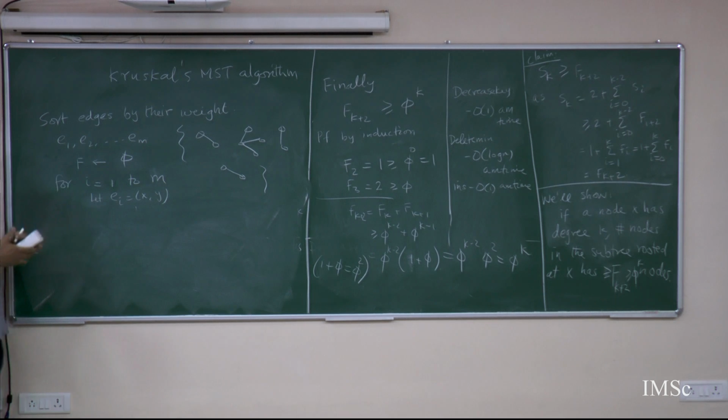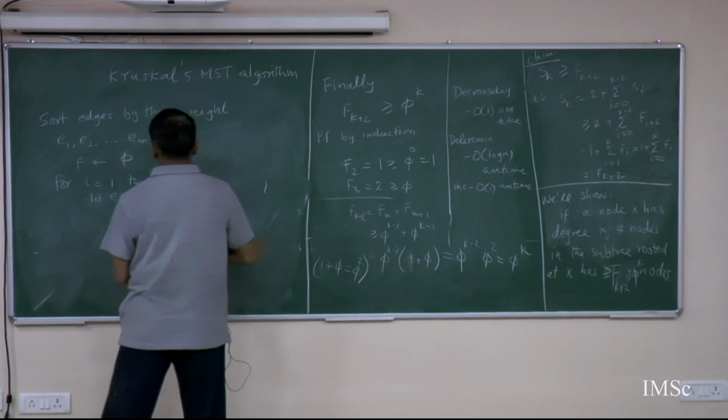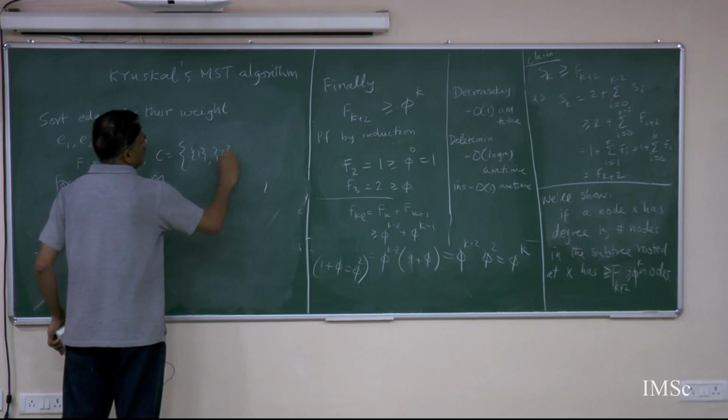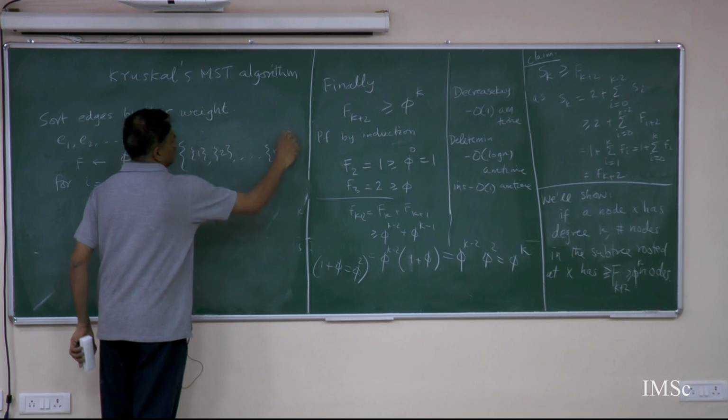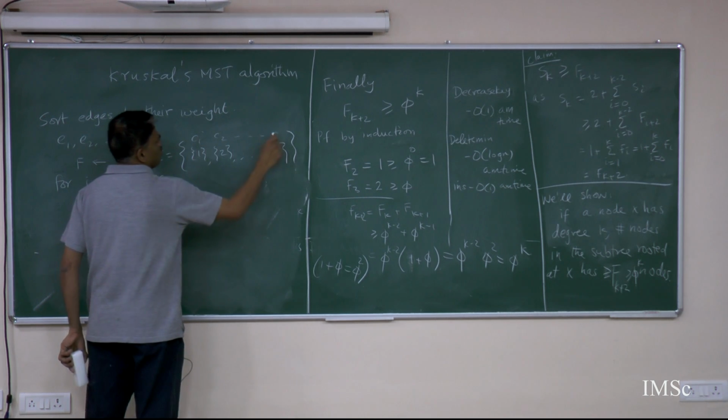What are the components when I start off? Initially, the whole entire vertex set, no edge has been picked up. So what are my connected components? Each individual vertex is a component by itself, right? So my component set, let's write C equal to component 1, component 2, up to component n, where my vertex set is 1 to n.